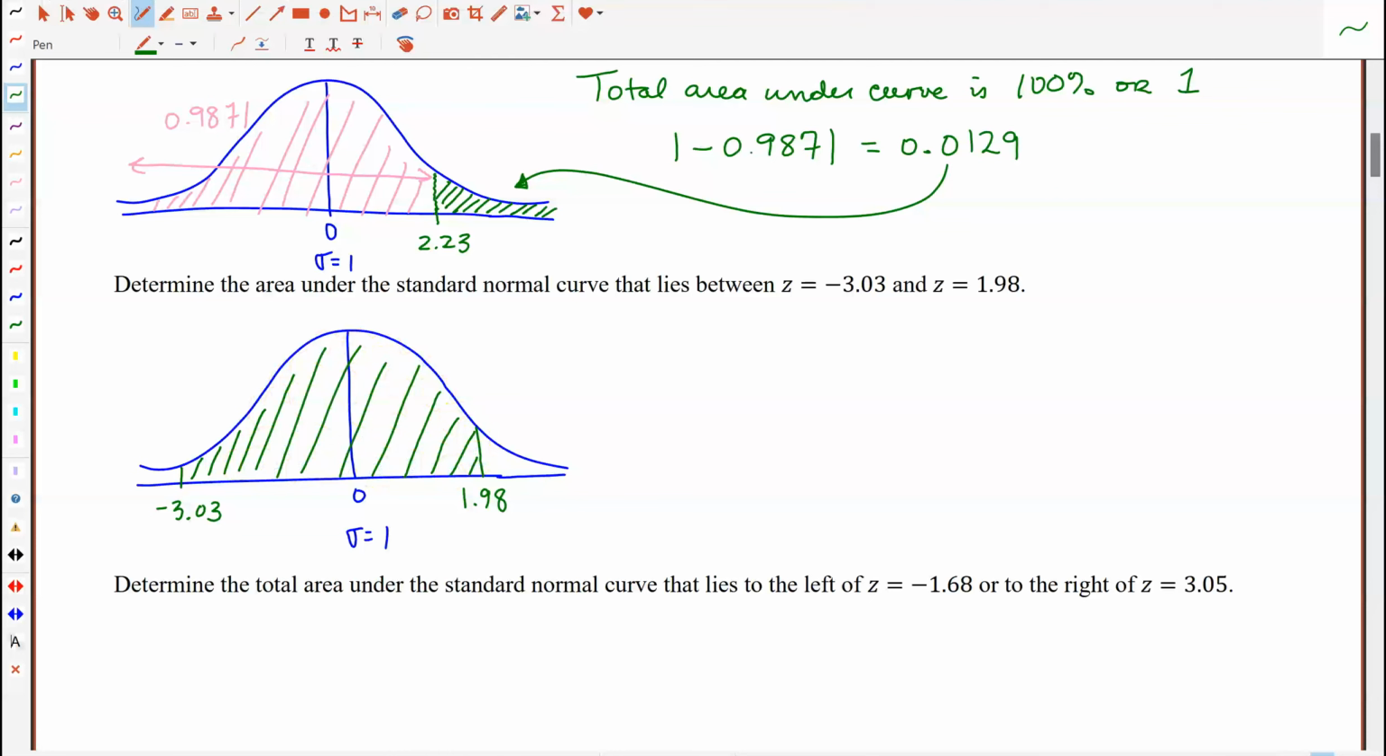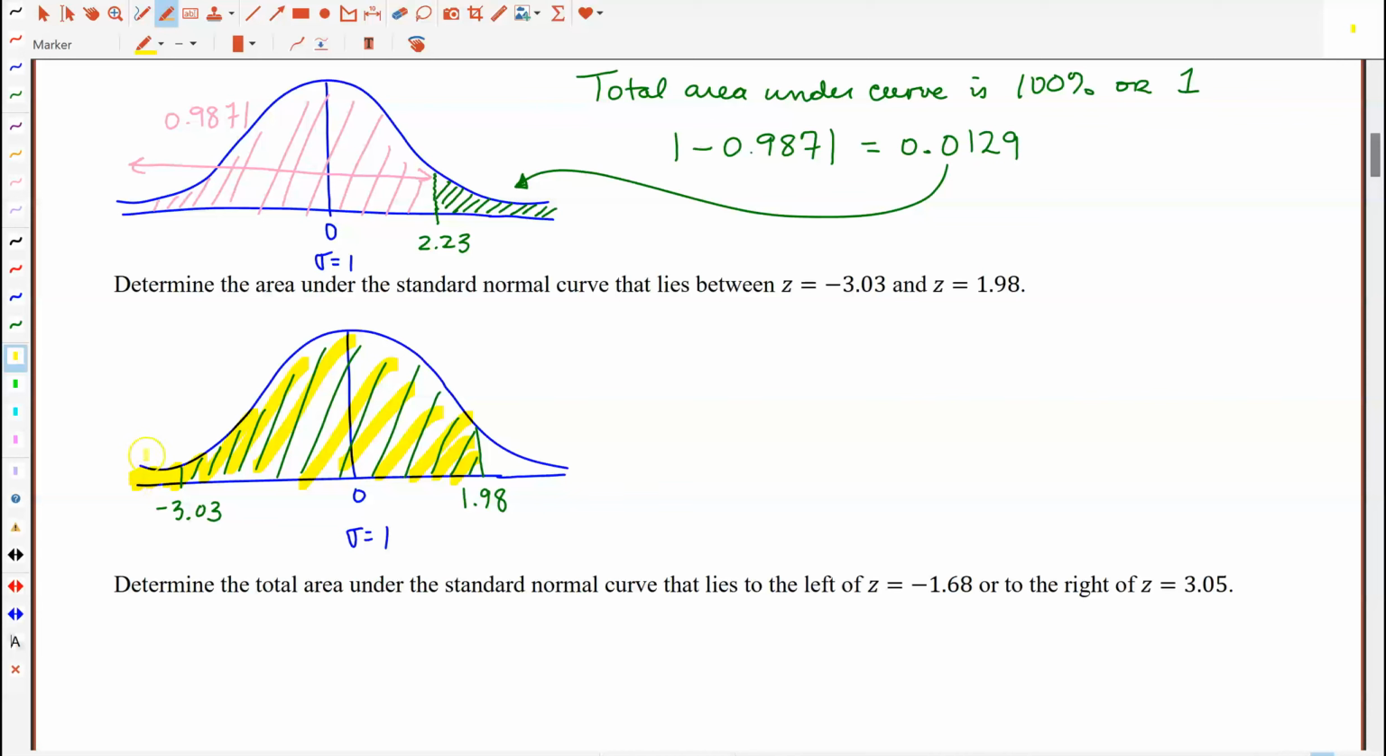Now remember, our table is only going to give us the area under the curve to the left of a value. So here's what's going to be our game plan. If I can use the table to find the area under the curve to the left of 1.98, it would give me all of this area that I want, but it also gives me this area out here in the left-hand region and that tail that I don't want. So we're going to use our table to find the area under the curve from 1.98 all the way to the left.